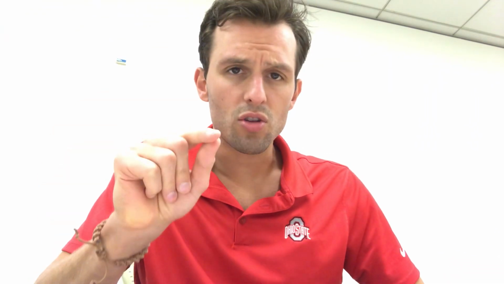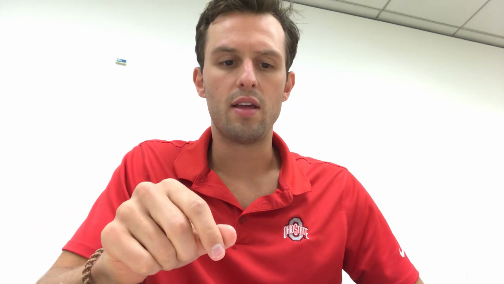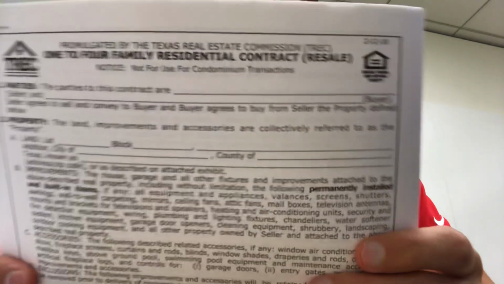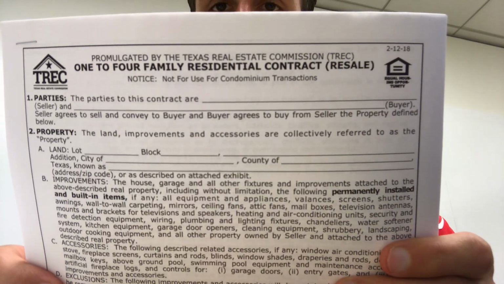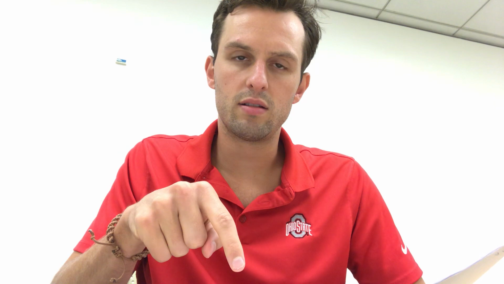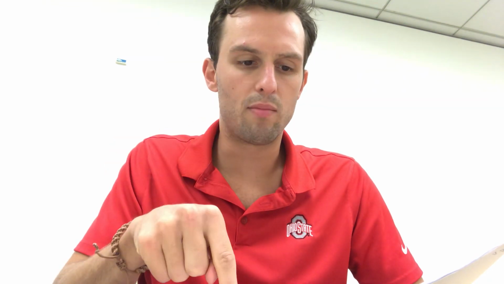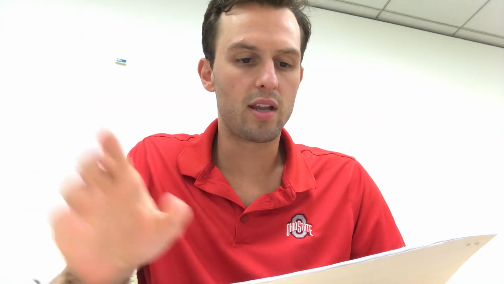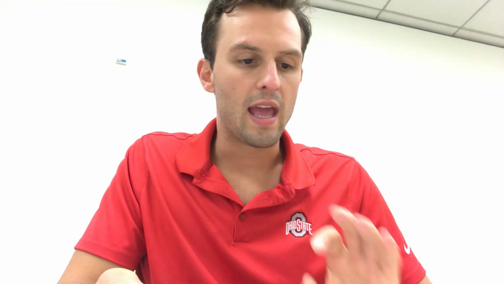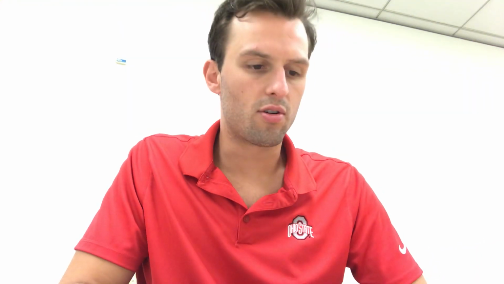You can also go to the TREC website and download this standard contract for free. It's the 1 to 4 family residential contract, resale, from the Texas Real Estate Commission. It's free for anybody who wants to download it. I'll put the link either on here or down below. Anybody who's wholesaling in Texas can use this form, so let's get started.